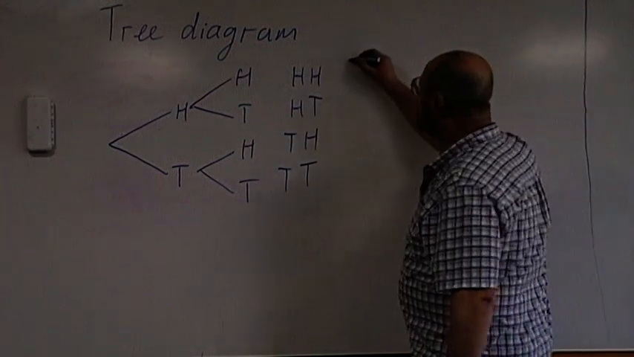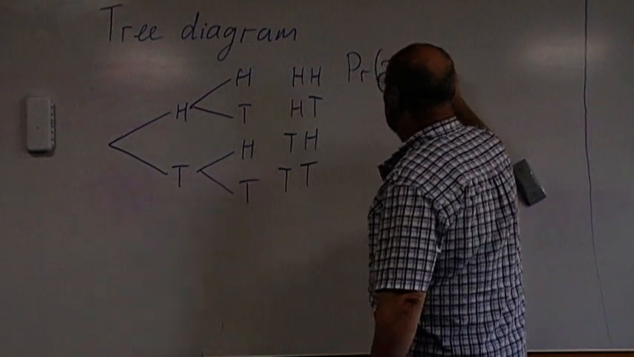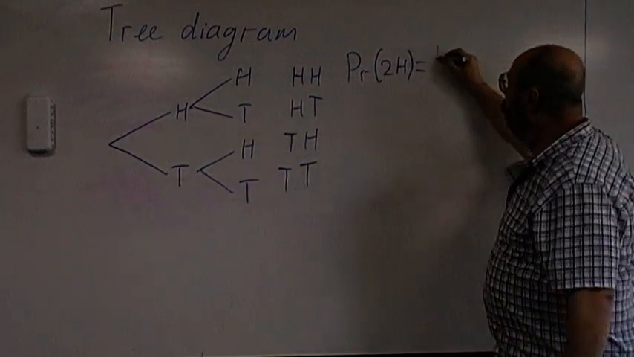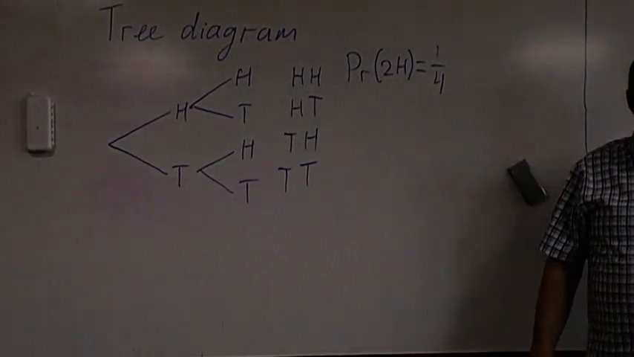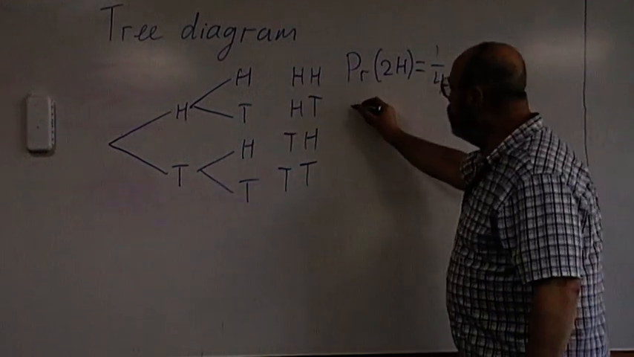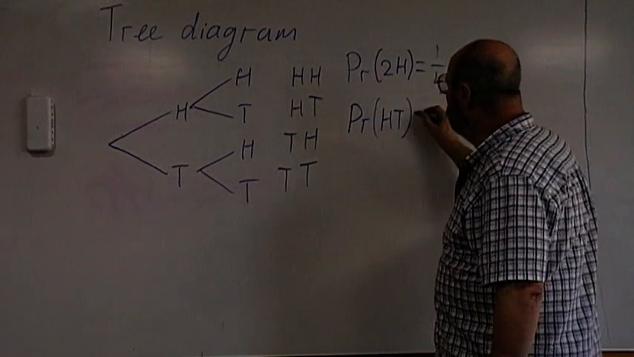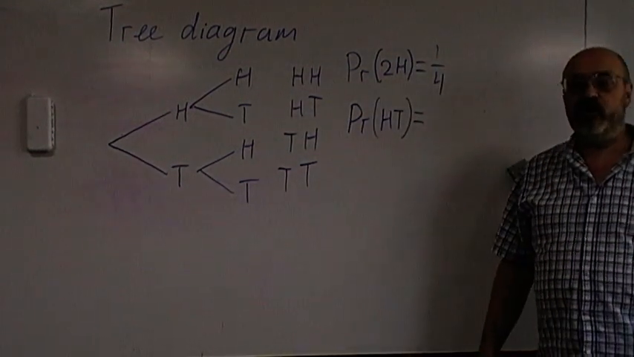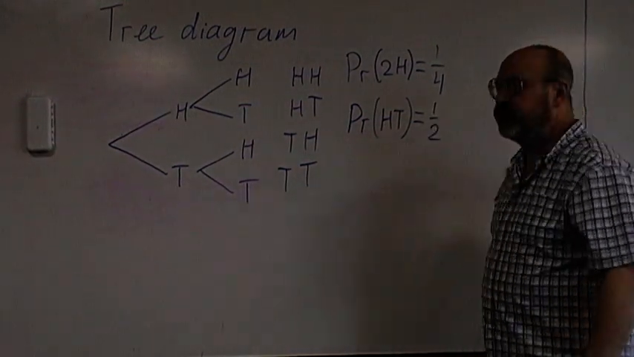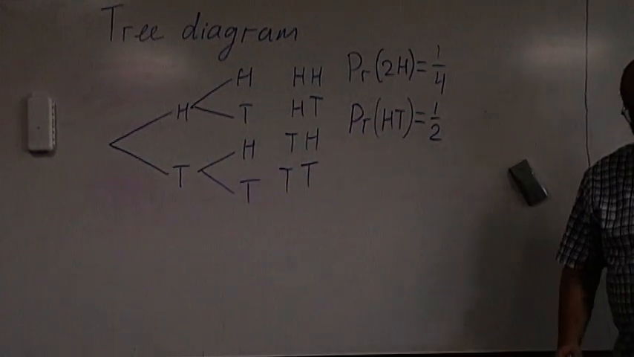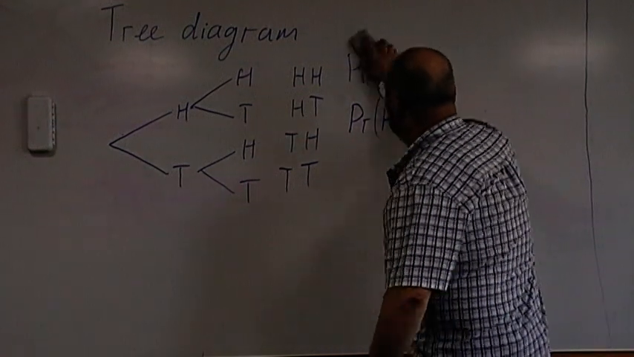What is the probability of getting 2 heads? 1/4. 1 out of 4. Because we have 4 outcomes, only one has 2 heads. What is the probability of getting 1 head and 1 tail, does the order matter? 2 out of 4, which simplifies to 1/2. Make sense? Yep.